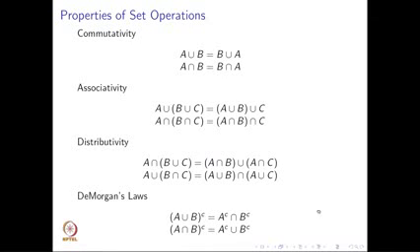This slide lists out the different properties of set operations such as commutativity, associativity, and distributivity, which you should all be familiar with. It also lists out the De Morgan's laws, which can be very useful. According to the De Morgan's laws, the complement of the set A union B is equal to A complement intersection B complement. Similarly, the complement of the set A intersection B is equal to A complement union B complement. The De Morgan's laws presented here are for two sets. They can easily be extended for more than two sets.